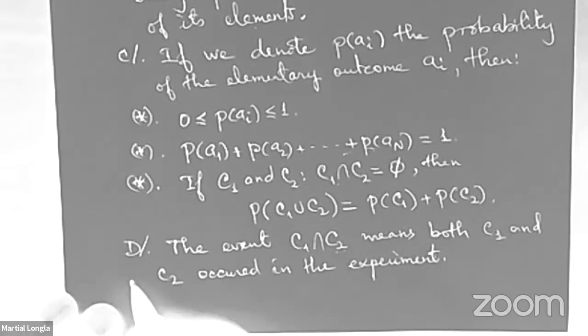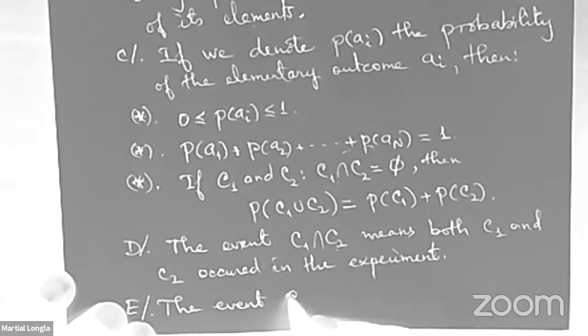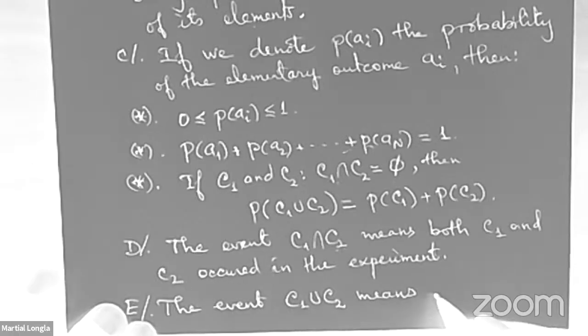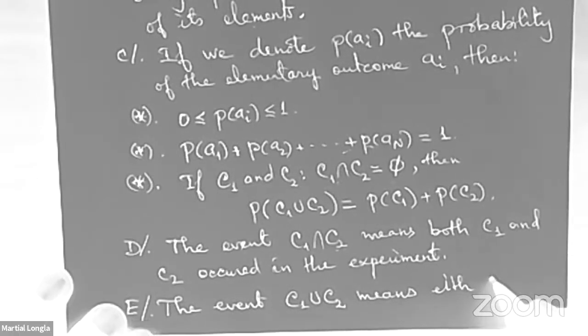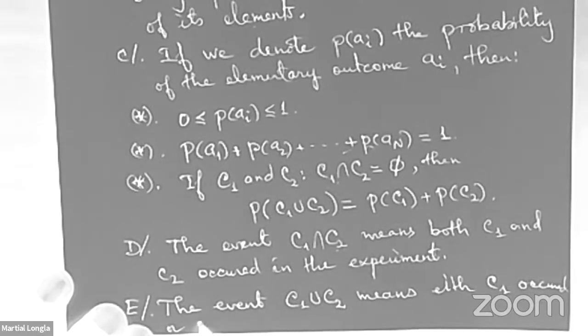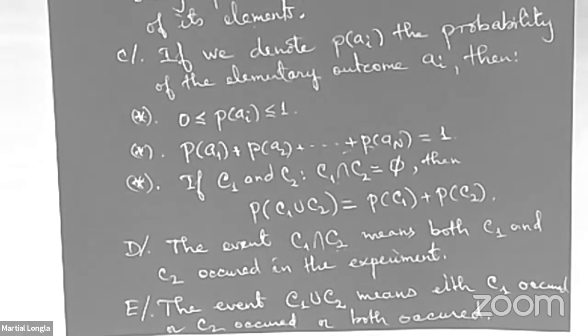Now, the other event, C1 union C2, means either C1 occurred or C2 occurred, or both. So the or here is not exclusive.